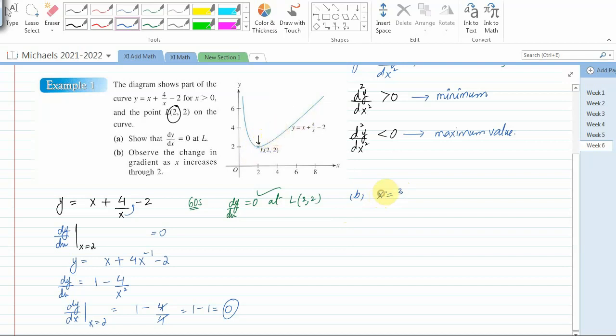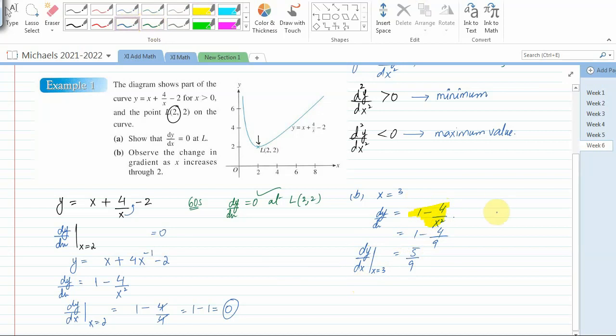So if x is equal to 3, we have dy over dx is equal to 1 minus 4 divided by x square, right? That will be 1 minus 4 divided by 3 square, which is 9, and it will be 9 minus 4, it leads to 5 upon 9, that is your dy over dx at x equals 3. So what you can deduce with these increasing values of x, if you observe the part here, 1 minus 4 upon x square, right?